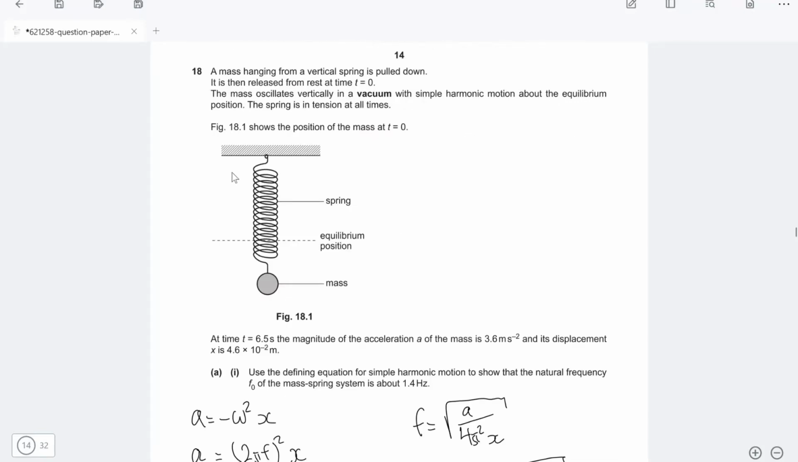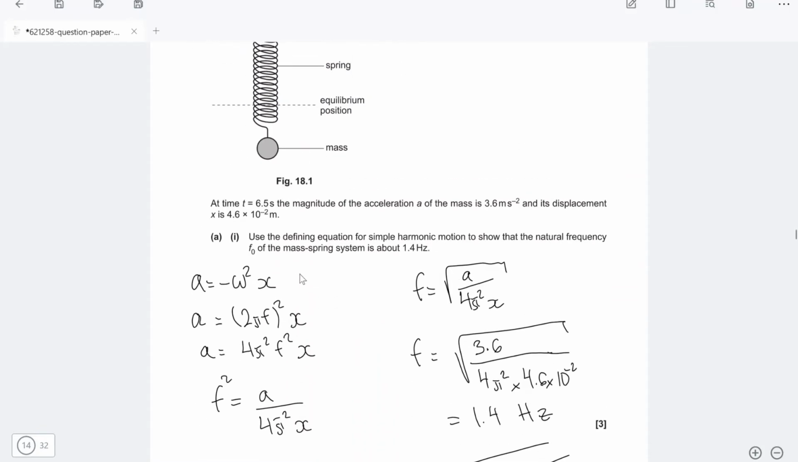So question 18 about simple harmonic motion. Part A is asking us to use the defining equation for simple harmonic motion to show that the natural frequency is about 1.4 Hertz. Well, the defining equation is that the acceleration is proportional to the displacement: a is equal to minus omega squared times x. Because we're looking at the magnitude, I have ignored the minus sign and just said that a is equal to (2 pi f) squared, because omega is 2 pi f, multiplied by x.